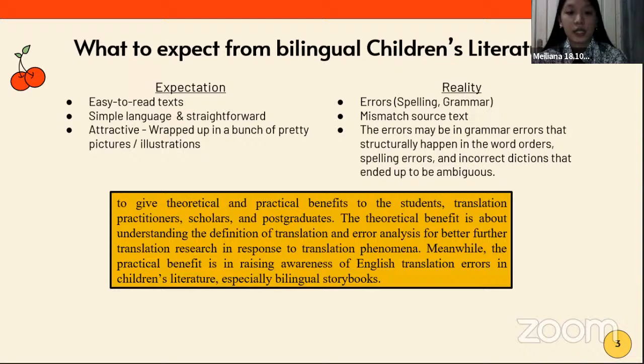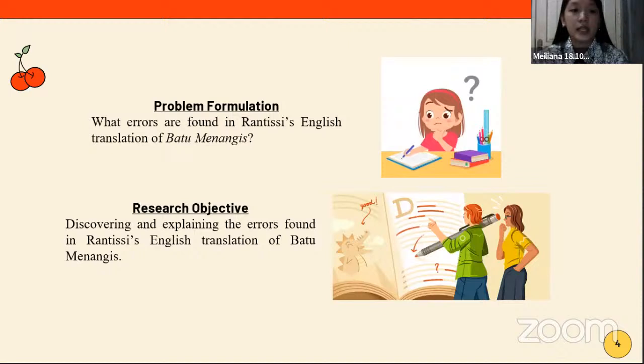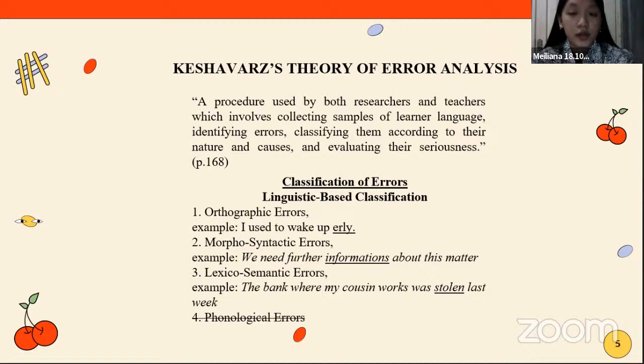And for the formulation, of course, I want to know what errors are found in Rantisi's English translation of Batu Menangis. My objective is to discover and explain the errors found in Rantisi's English translation of Batu Menangis. In conducting my research, I am using Keshavarz's theory of error analysis. Keshavarz states that error analysis is a procedure used by both researchers and teachers, which involves collecting samples of learner language, identifying errors, classifying the errors, and finally evaluating the errors based on their cause and their mistakes. I'm not only using error analysis, I'm also using Keshavarz's classification of errors.